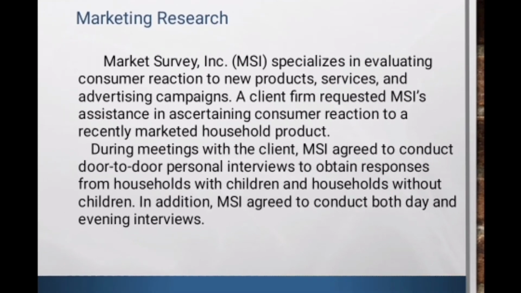So we have here an example of marketing research. Market Survey Incorporated, or MSI, specializes in evaluating consumer reaction to new products, services, and advertising campaigns. A client firm requested MSI's assistance in ascertaining consumer reaction to a recently marketed household product. During meetings with the client, MSI agreed to conduct door-to-door personal interviews to obtain responses from households with children and households without children. In addition, MSI agreed to conduct both day and evening interviews.